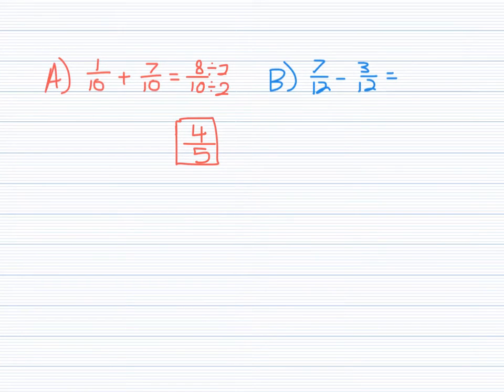In our second example, we have 7/12 minus 3/12. Subtraction is the same. Our denominator stays the same, and we subtract the numerators. 7 minus 3 is 4. And in this case, I notice I can simplify this again. I can divide the top and the bottom by 4. 4 divided by 4 is 1. And 12 divided by 4 is 3. So if we do 7/12 minus 3/12, we actually get 1/3 as our answer.